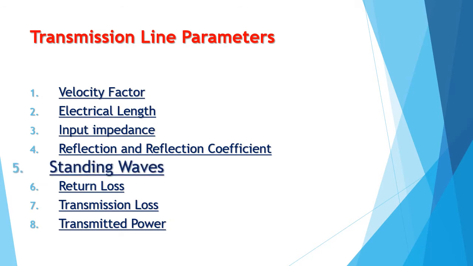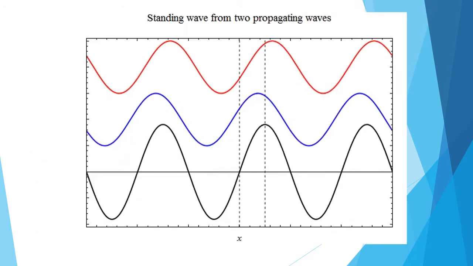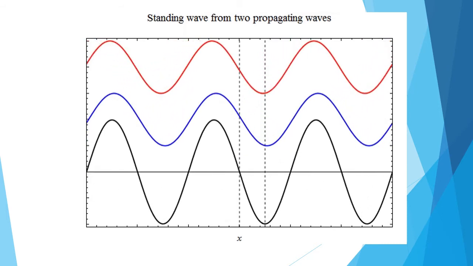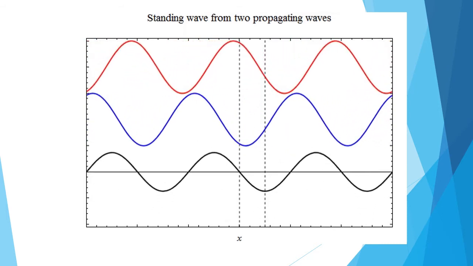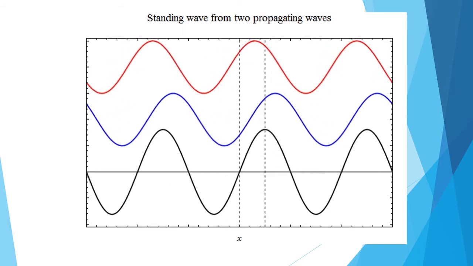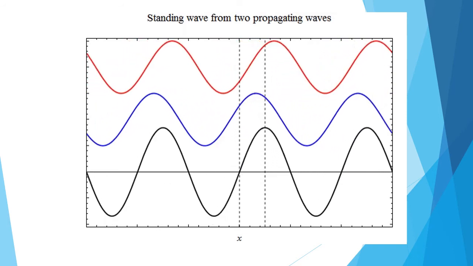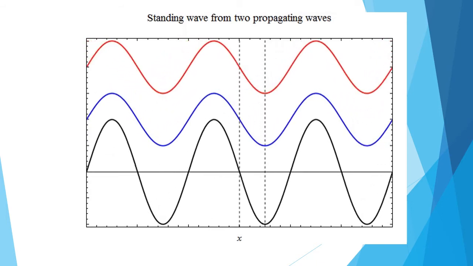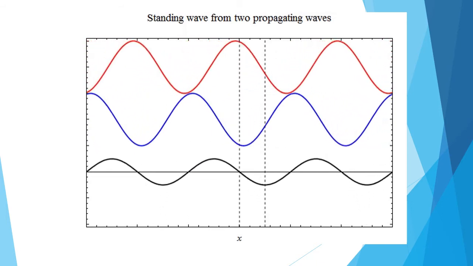Next, let's proceed to the standing wave. This is the animation of a standing wave, color-coded black, created by the superposition of a left traveling wave, colored blue, and the right traveling wave, colored red.